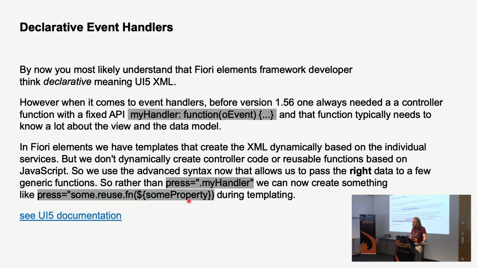So if this is a property of the actual service, then when the event is fired, UI5 will get the current value of that property before calling the function. That's cool. So you can write functions that don't need to know the data structure anymore, that just fulfill a functional purpose. This function is for that or that, and you just give it the right data in the XML view. And maybe in a regular app you won't need that, but we cannot live without it in Fiori Elements because we don't know the data structure. So let me show you how that works.